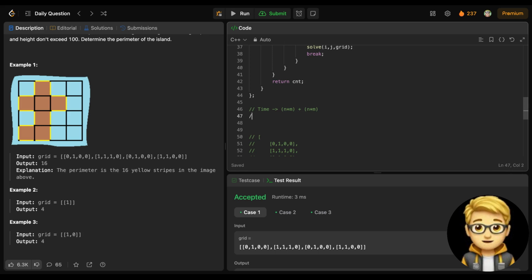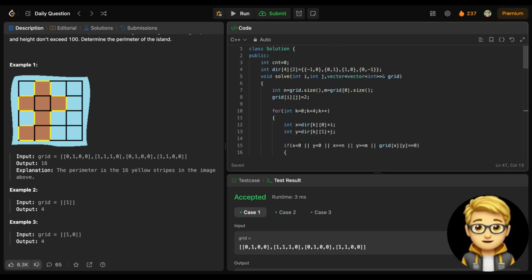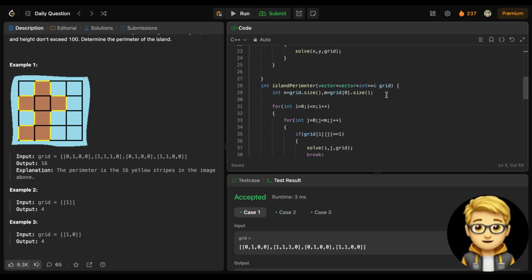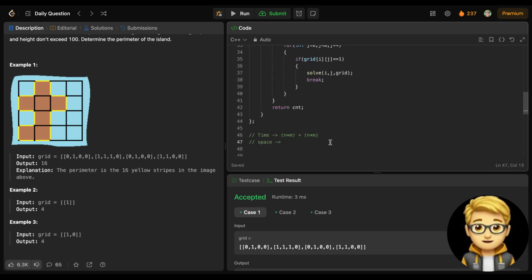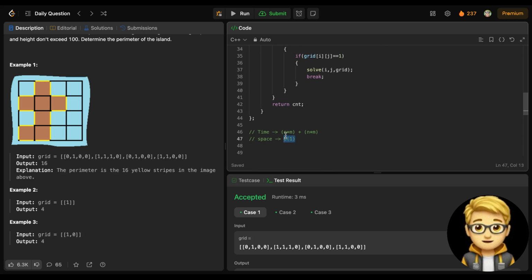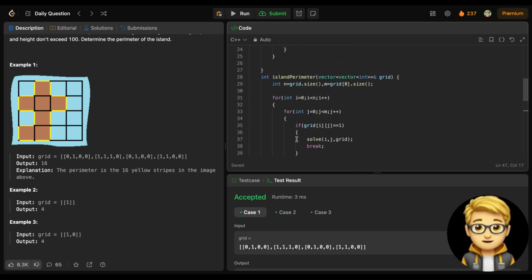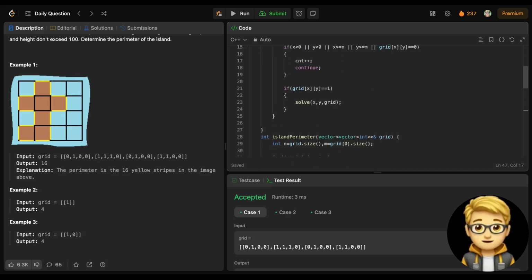And what was the space complexity for this? We are not taking any extra array here, and using only the given array. So that will be O of 1, right? That will be O of 1 again. So yeah, this is how we will solve this function.